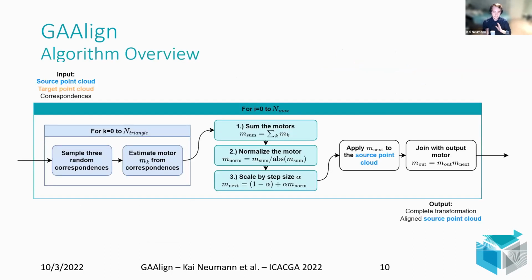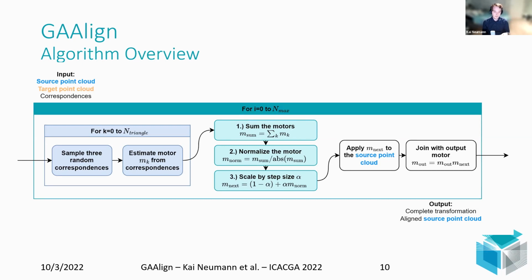Okay, now let's explain the algorithm a bit more in detail. As I said, it's an iterative algorithm with the same structure as a gradient descent. So we are trying to get closer to the goal step by step. And in each iteration, we are estimating a number of motors. In this case, we called this number n_triangle. So we are trying to estimate n_triangle motors. And each motor is calculated from a set of 3 random correspondences, which is basically the same as taking one triangle from the source point cloud and taking another random triangle, and then we map these onto each other. And we are using this motor estimation that Dietmar showed to then estimate the motor from these correspondences.